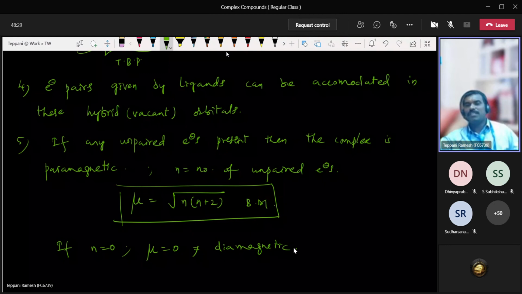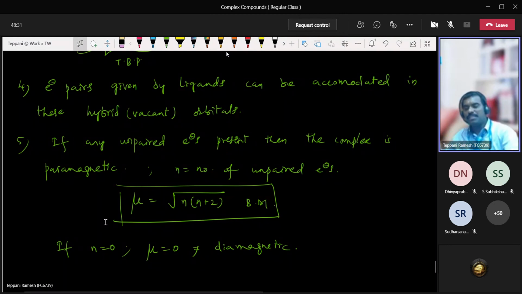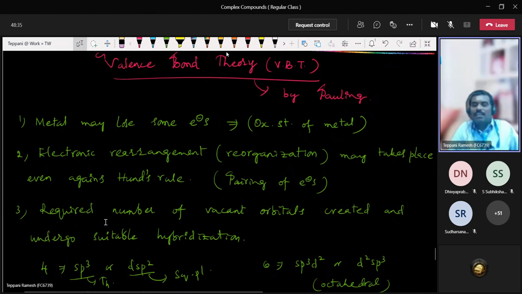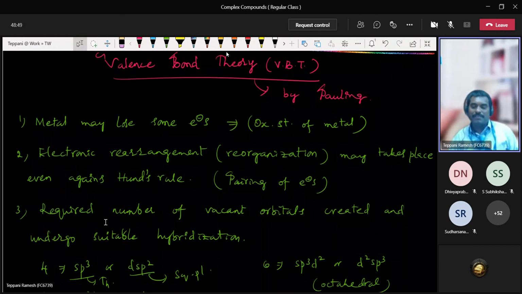There are a lot of examples we are going to discuss. Follow these points. Metal may lose electrons, which indicates its oxidation state. If not losing any electron, oxidation state 0. Then after that, electrons can be rearranged. Even against Hund's rule, pairing of electrons may take place to create the vacancies.